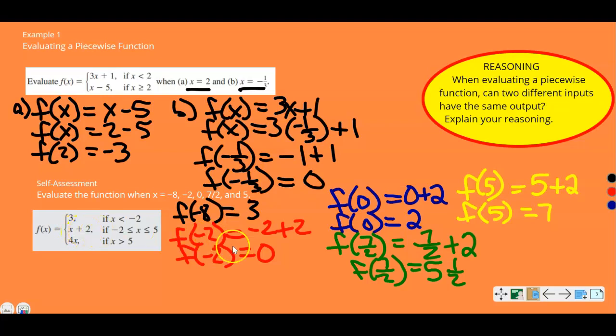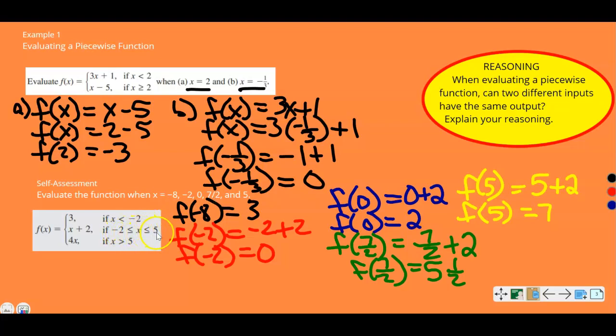Negative 2 plus 2 equals 0. And then I'm going to take 0. Okay. 0 is between negative 2 and 5. So I'm going to use this same function again. So 0 plus 2 is 2. And then 7/2. So you can think 7/2 is the same as 3.5.